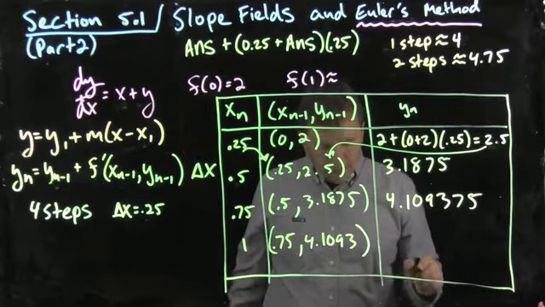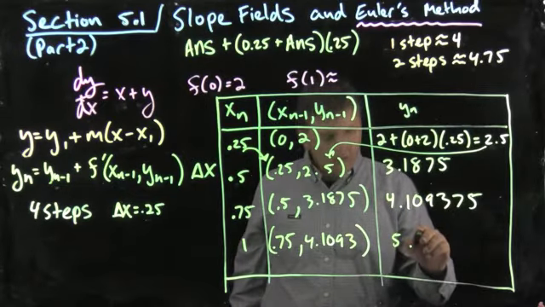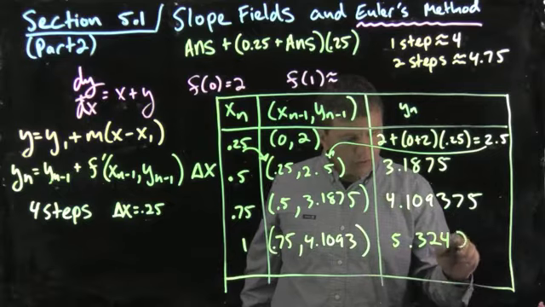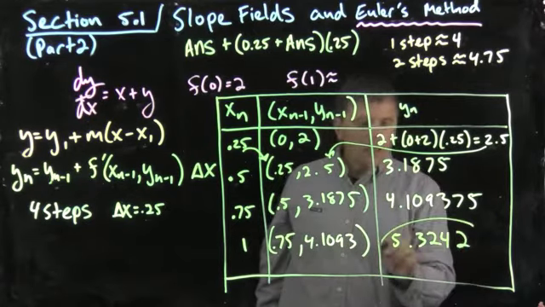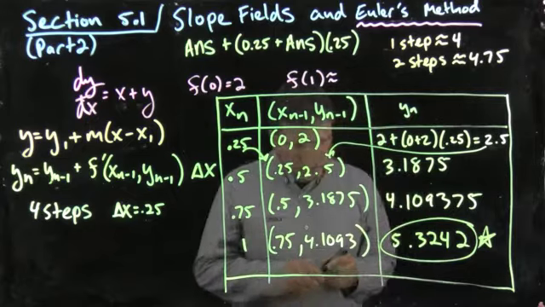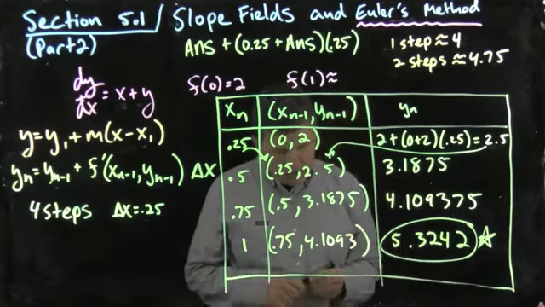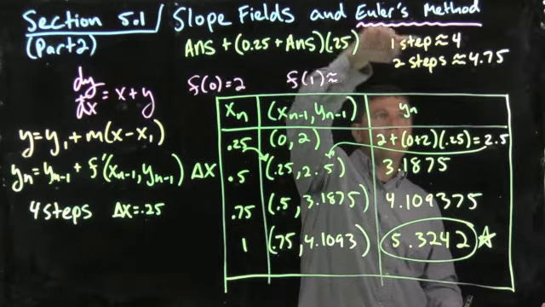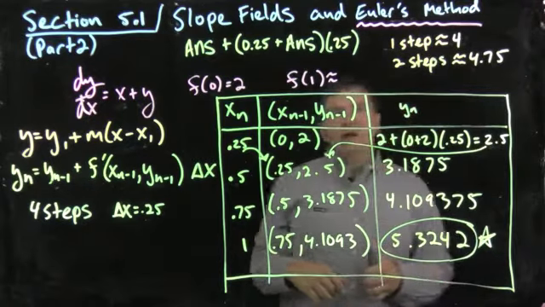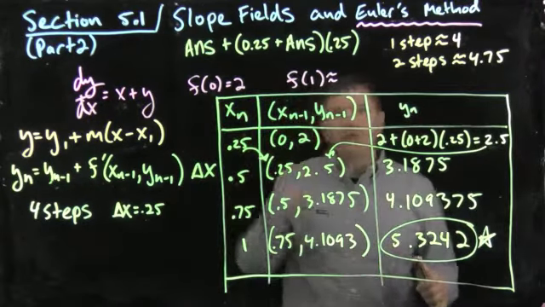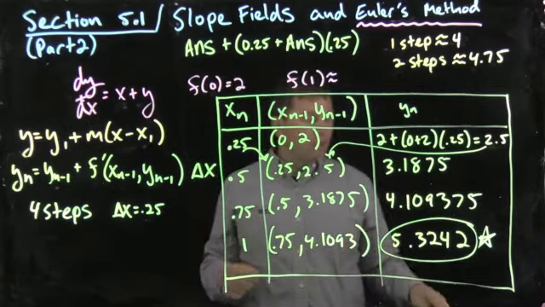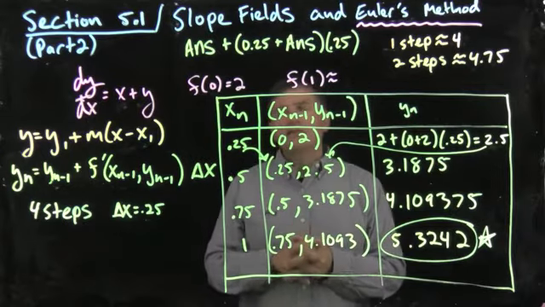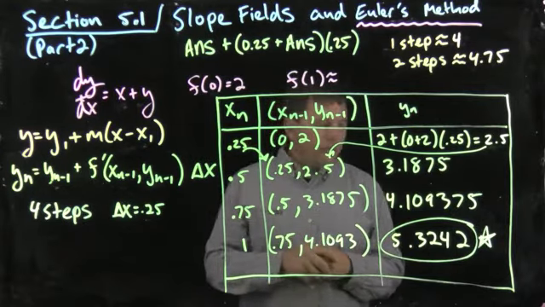Hit enter, and I get 5.3242. That is my approximation, and we can see that the first one was way far away from that. We could do this process with 8 steps, but I typically keep it to 4 or 5. Your textbook might do a little bit more, but that's Euler's method, and it'll make this a little bit easier. I'll do one more example.